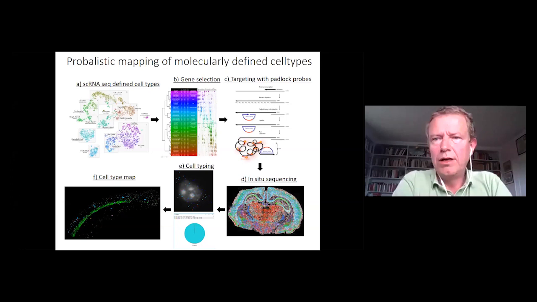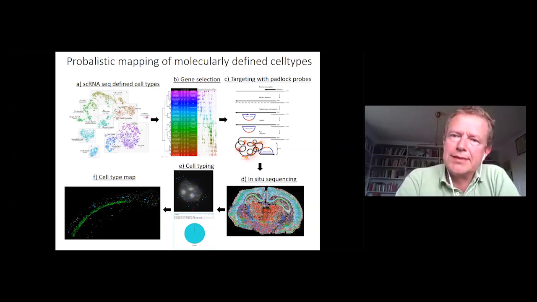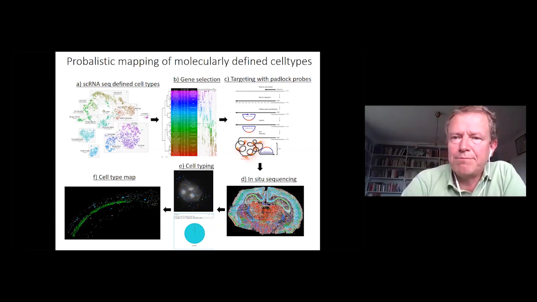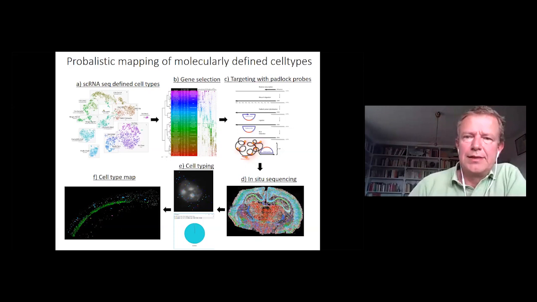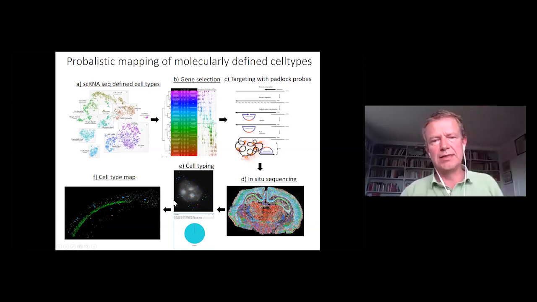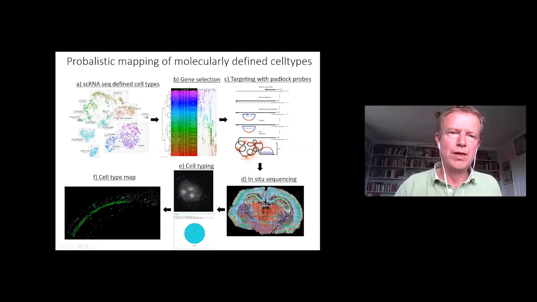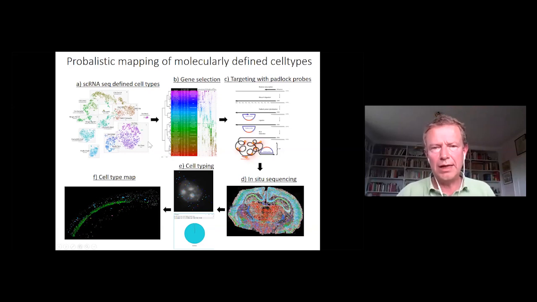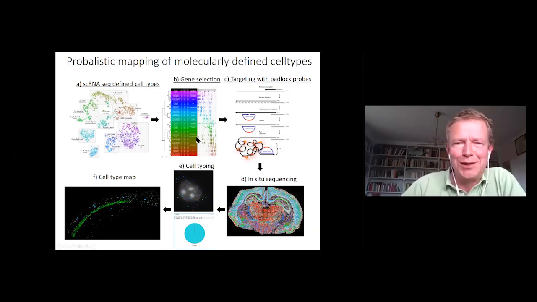The other approach I'm going to talk about then is this probabilistic approach to draw spatial maps of molecularly defined cell types. And the whole objective of that approach is to be able to tell where cell clusters from single-cell RNA sequencing experiments are located in tissue sections. So to basically place all these clusters into space in the tissue. And it's a quite straightforward approach.